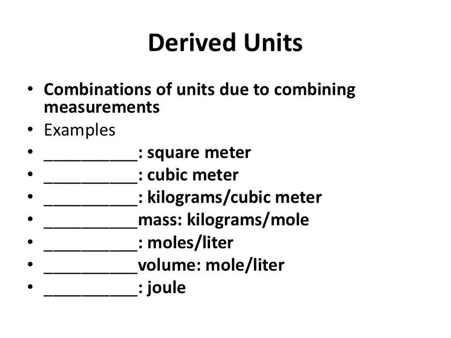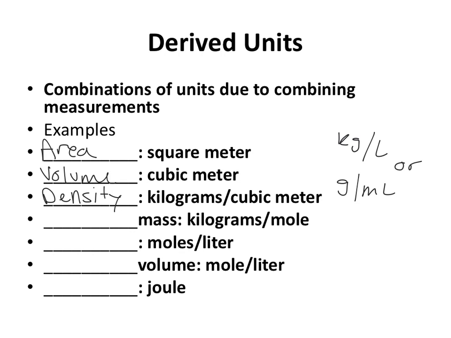All right, we can come up with derived units by combining units or combining measurements, solving problems with it and everything. So if we have square meters, that's area. Cubic meters is volume. Density is kilograms per cubic meter or grams per milliliter. So it could be kilograms per liter or that. What's interesting is because of the way the conversions work, they're actually going to come up with the same values.